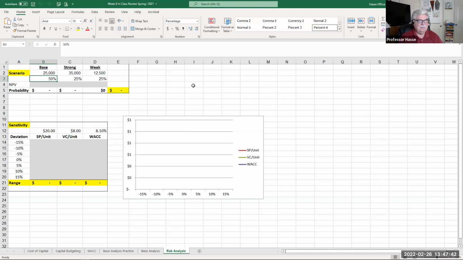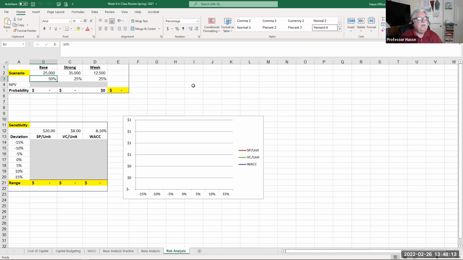I have a tough time saying that. And in this case, it says there's a 50% chance of us selling 25,000 units for the next 10 years of this particular product. There's a 25% probability that we'll sell in a condition of a strong economy, selling 35,000 units a year. And there's also a 25% probability that we'll be in a weak economy, selling only 12,500 units a year.